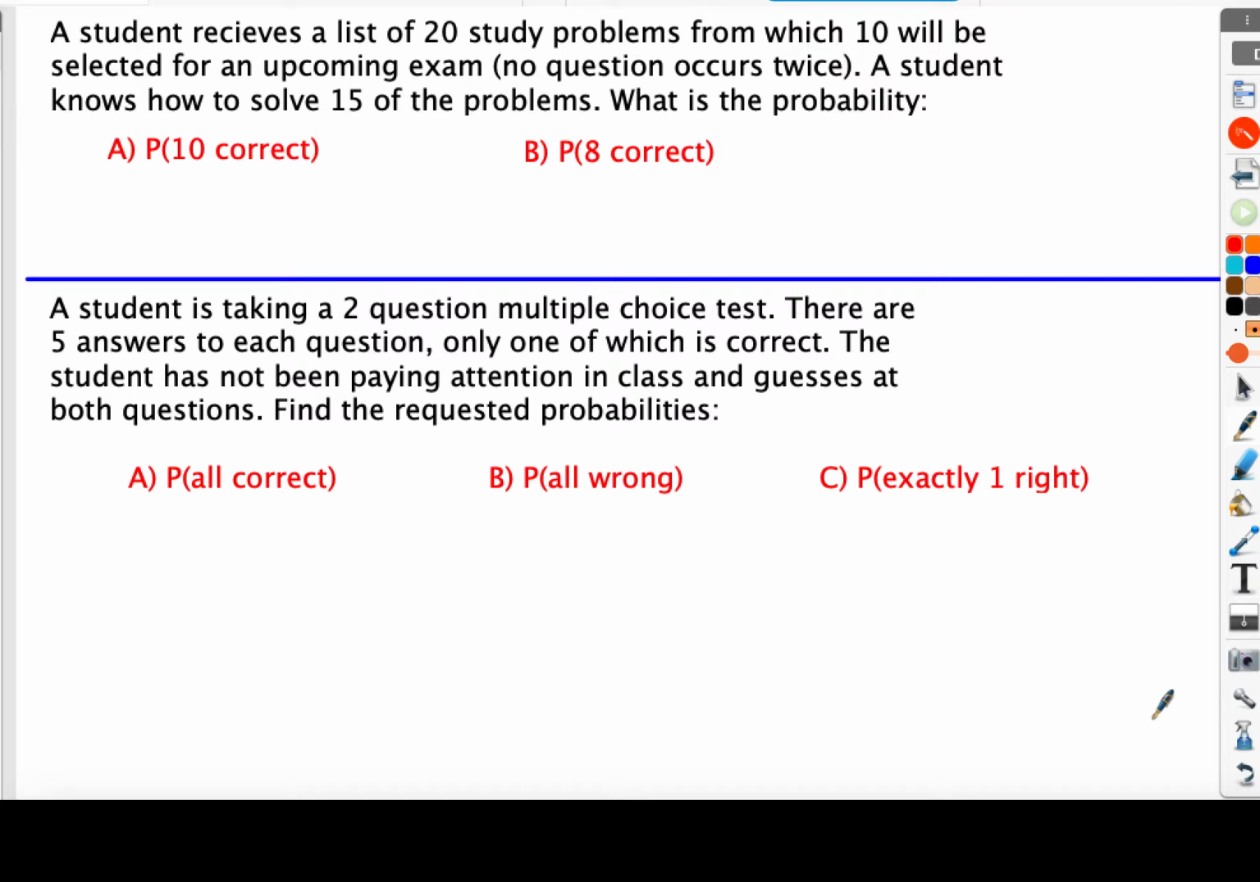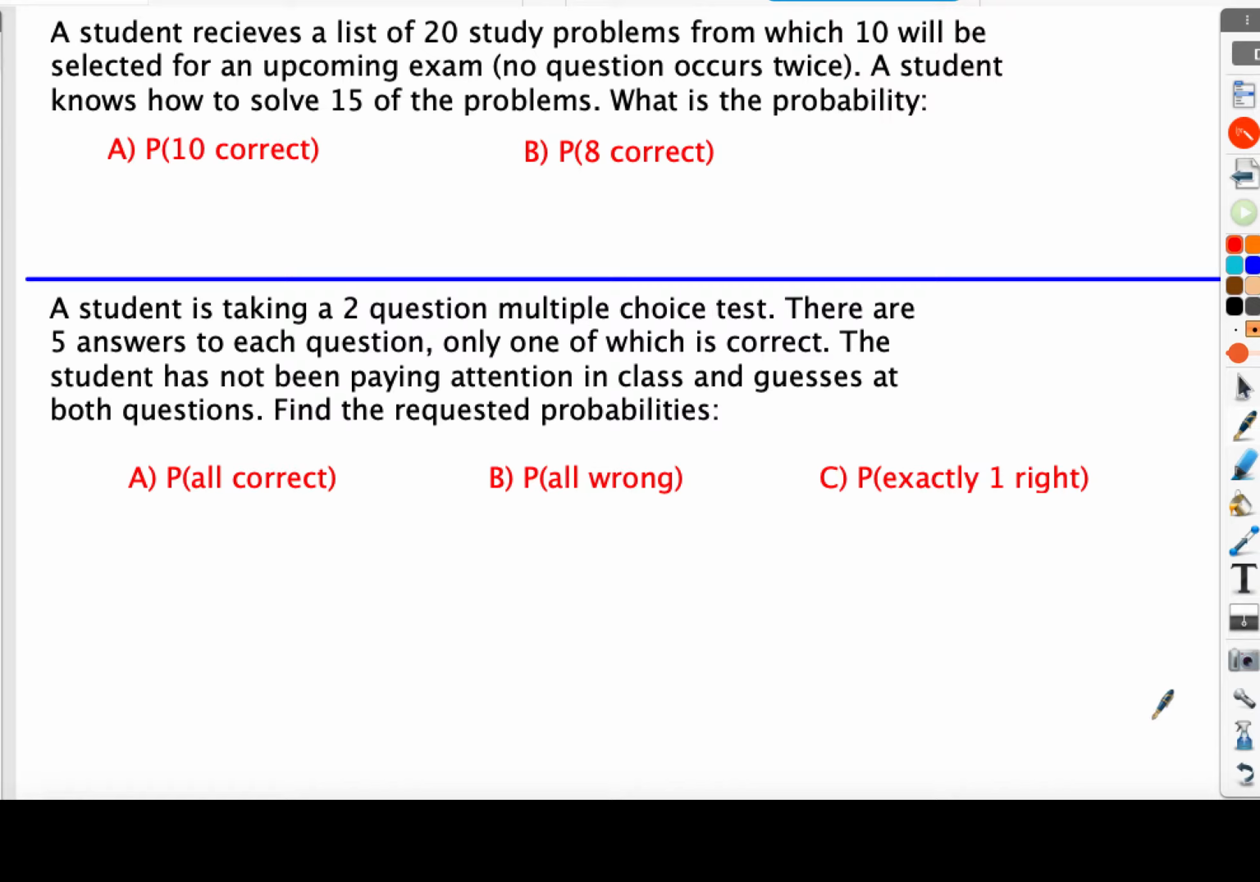Well, a student knows how to solve 15 of those problems. So they studied 15 of them. They're really confident in 15 of them. They ran out of time. They've got to go take this exam. What's the probability that they get 10 correct, or 8 correct? Well, the trick here is no question is going to occur twice.